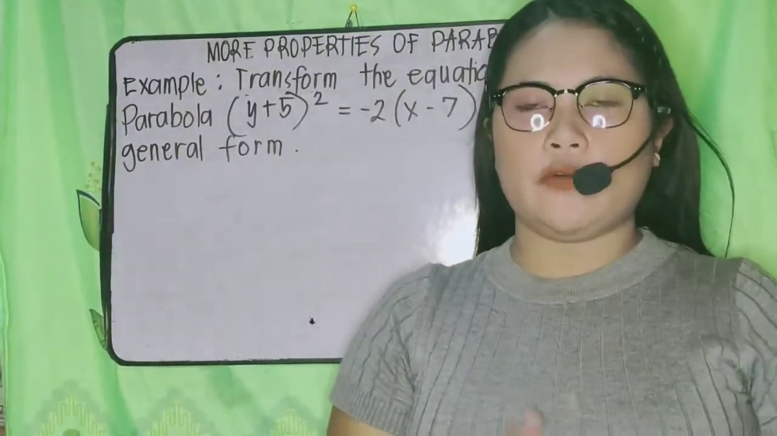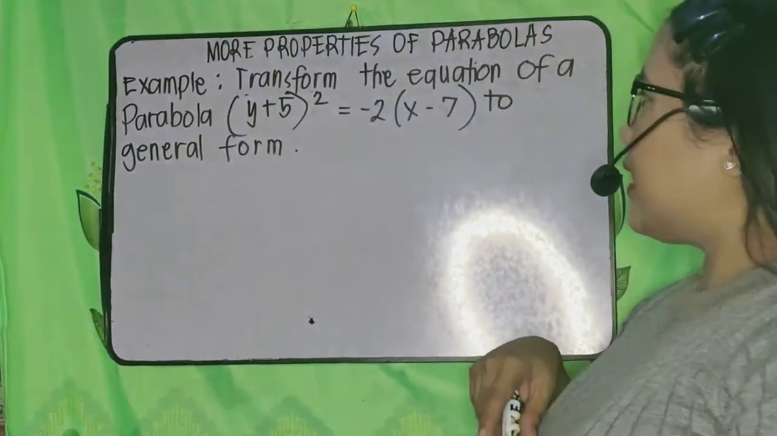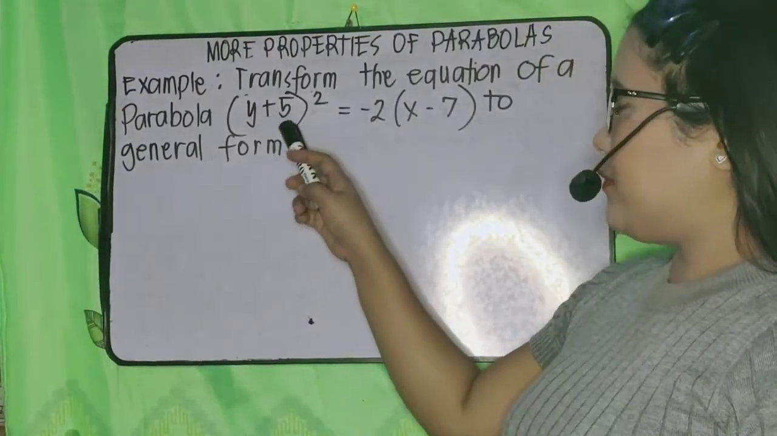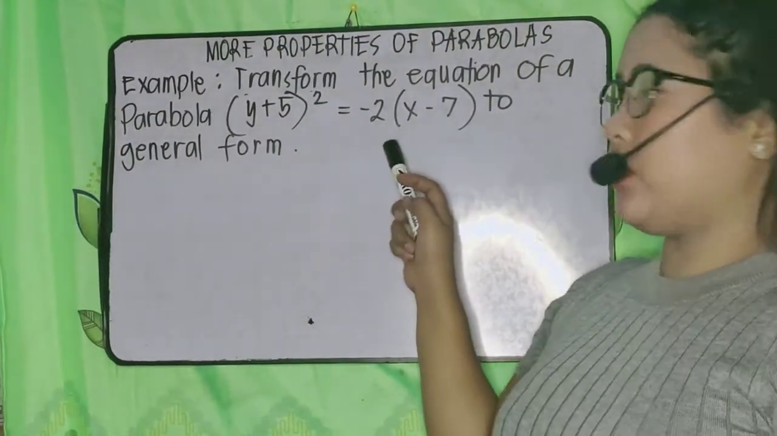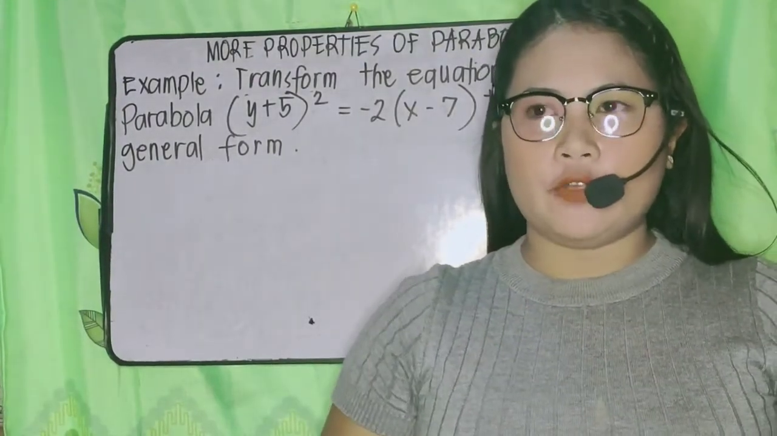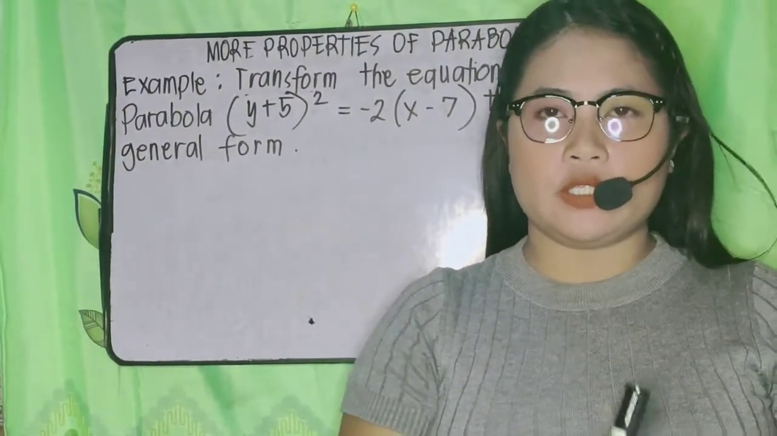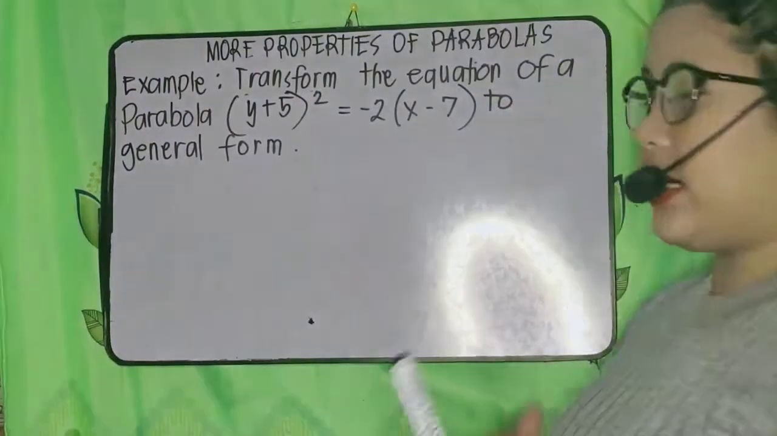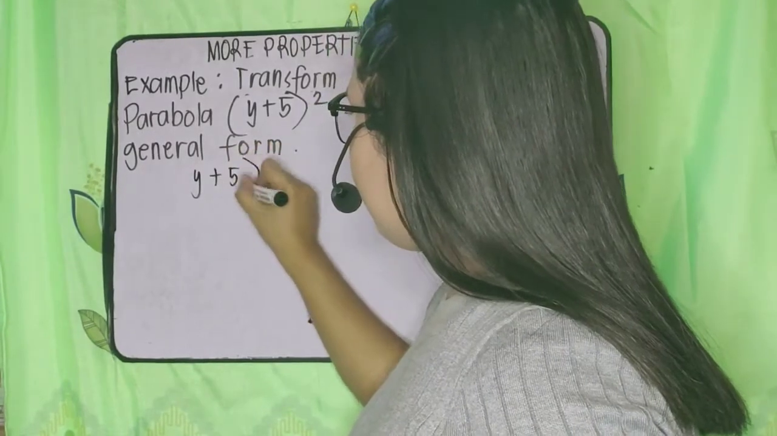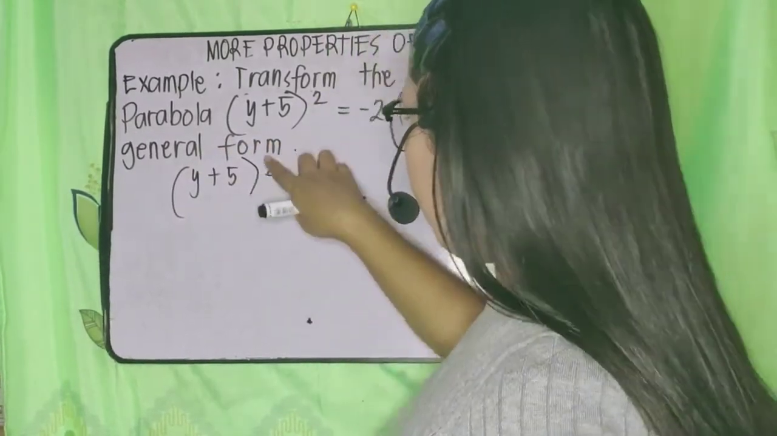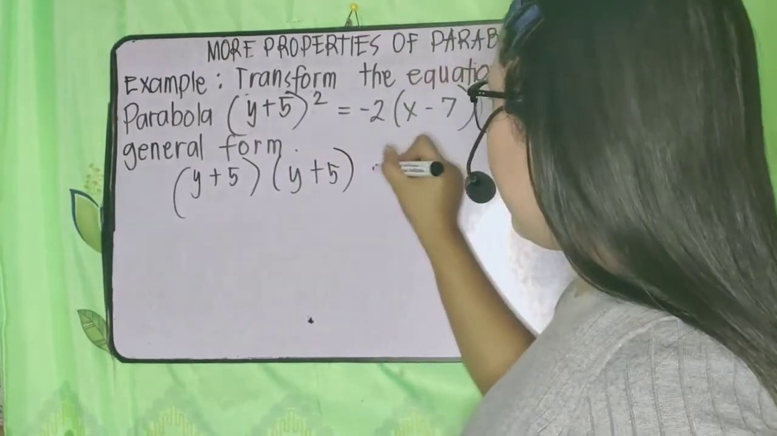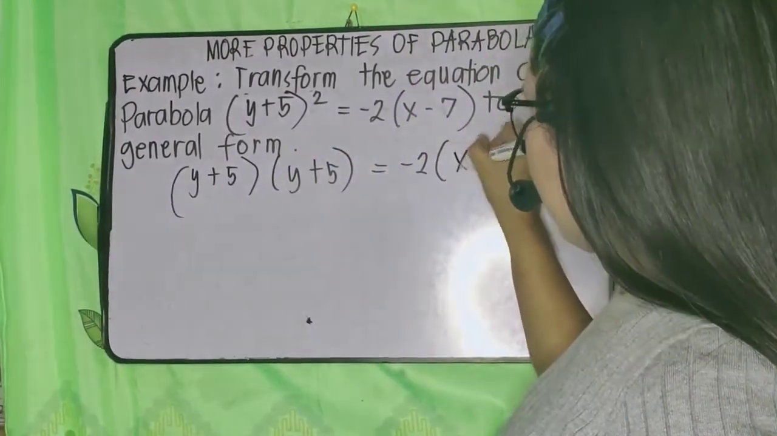Okay, so let's proceed to our example number 2. Still, we're going to transform the equation of a parabola, which is (y plus 5) squared equals negative 2 times the quantity x minus 7, to general form. So use the 3 steps. First step, we're going to square the binomial and expand. So again, FOIL method. We have y plus 5 squared, so we're going to have y plus 5 times y plus 5, because we use the FOIL method. And then, copy negative 2 times x minus 7.